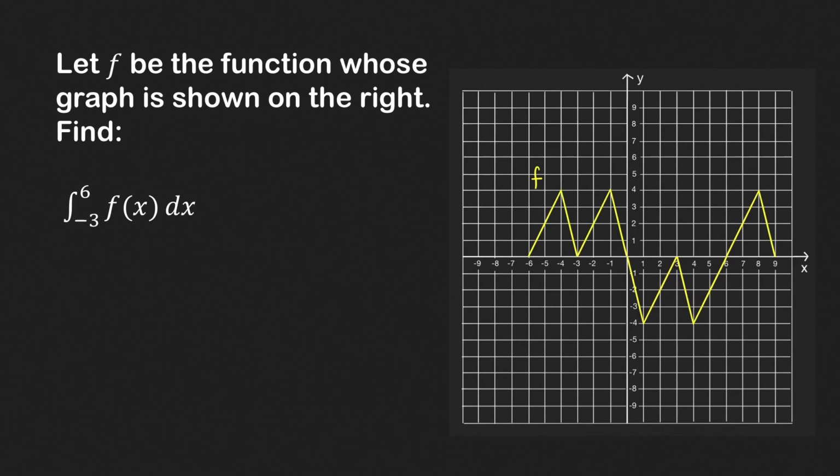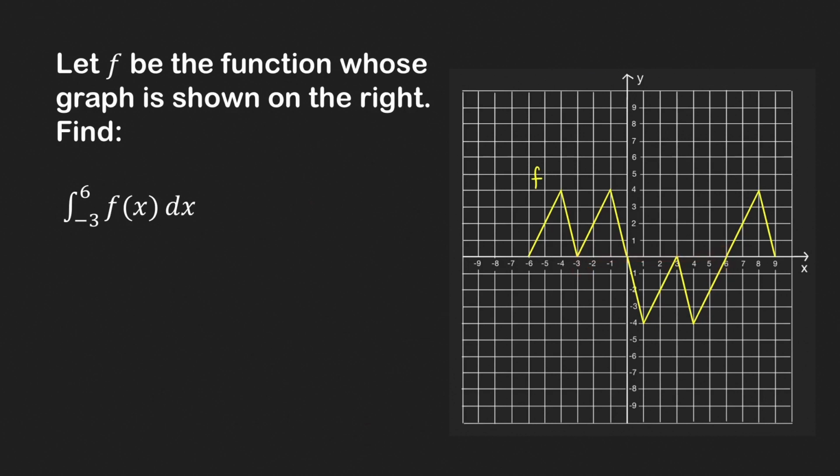Now, let's evaluate this integral, this time from x equals -3 to x equals 6. So we have different limits of integration, and we need to consider x values from -3 to 6. In this case, we have a region above the x-axis and two regions below the x-axis that are bounded by the function f and the x-axis on this closed interval.